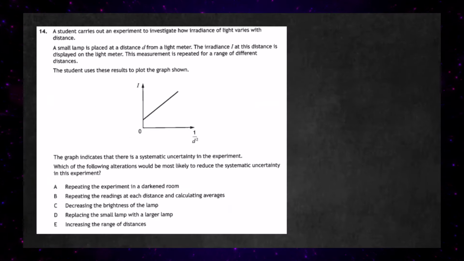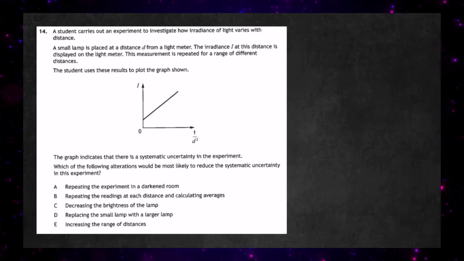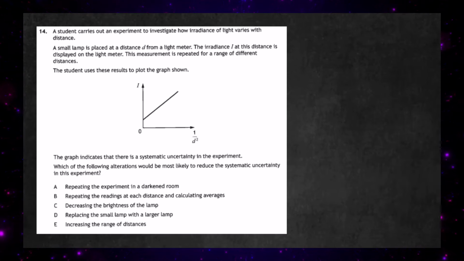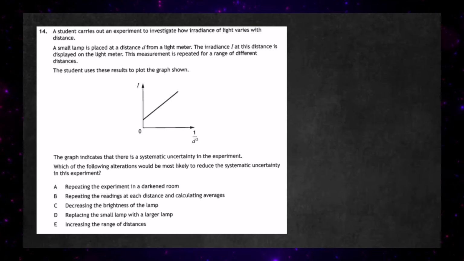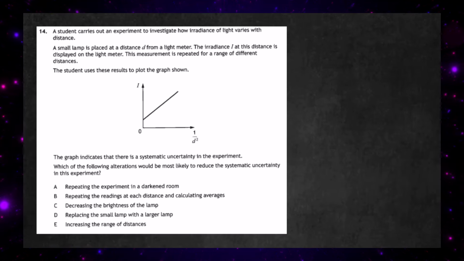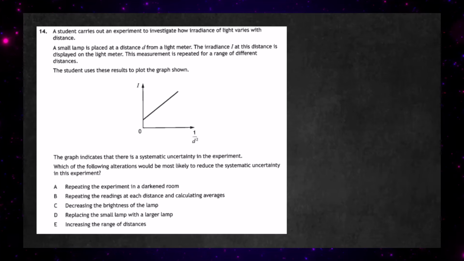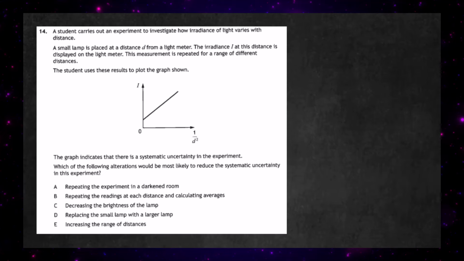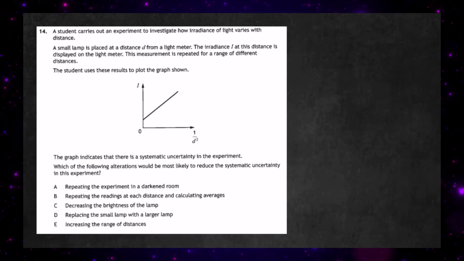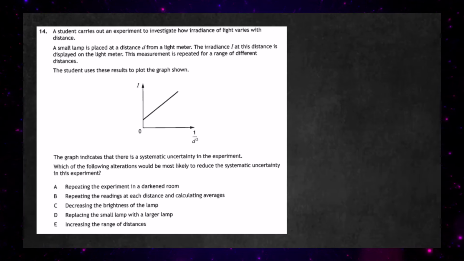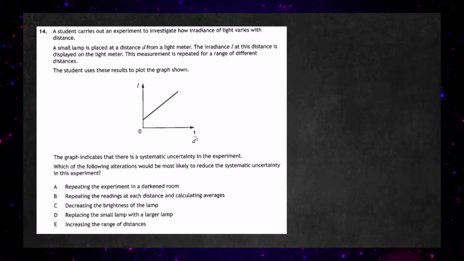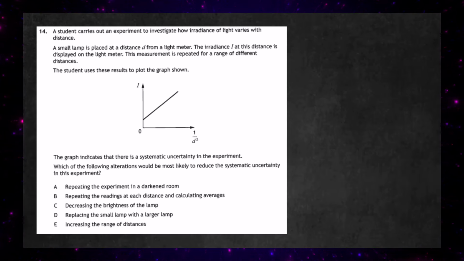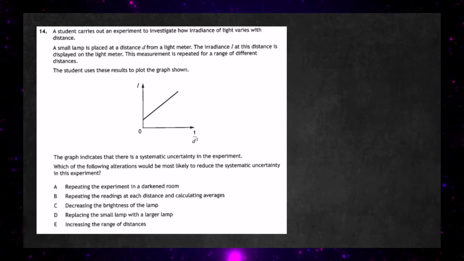Question 14 from the multiple choice of the 2024 Higher Physics paper. A student carries out an experiment to investigate how irradiance of light varies with distance. A small lamp is placed at a distance d from a light meter, and the irradiance I at this distance is displayed on the light meter. This measurement is repeated for a range of different distances, and the student obtains these results to plot the graph. Now the graph indicates that there's a systematic uncertainty in the experiment. Which of the following alterations is most likely to reduce the systematic uncertainty in this experiment?